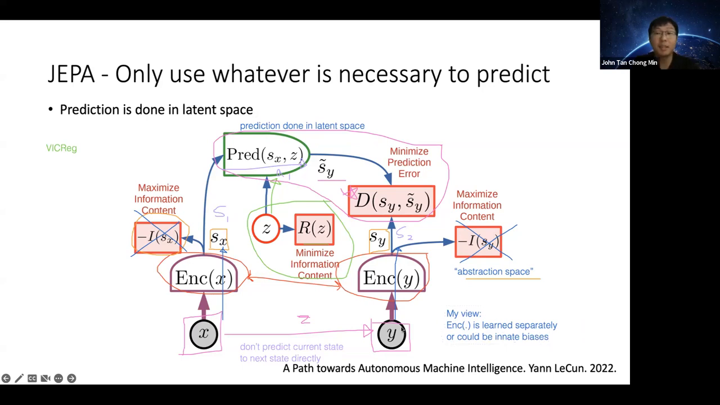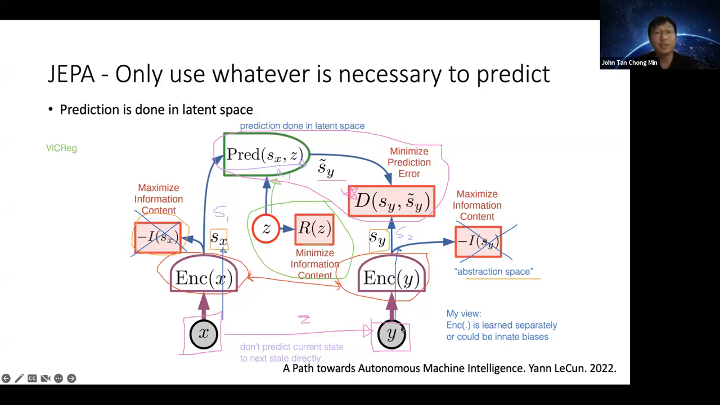And this is something that I believe we haven't got right yet. But this JEPA kind of prediction, where we predict in the latent space, is probably correct, because we cannot predict in the input space. We have to predict in the latent space.